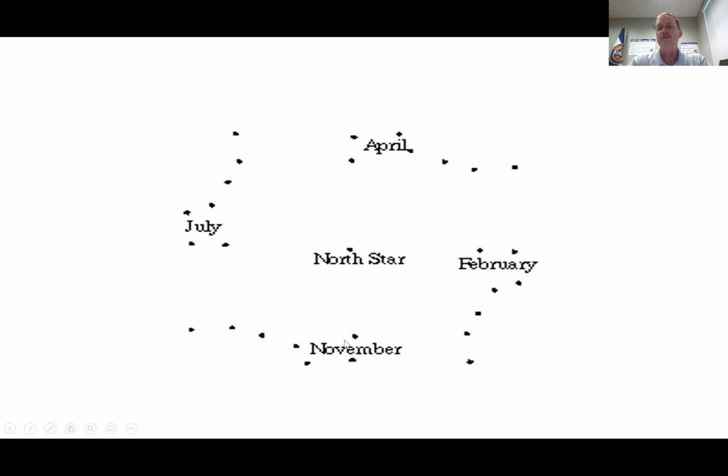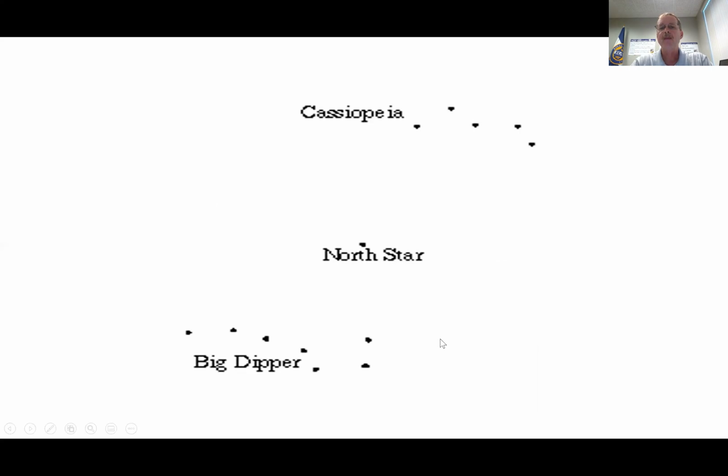So what do you do in the wintertime if the Big Dipper's down here and you're having trouble finding it? Well, there is another constellation that you can use to find the North Star. That constellation is called Cassiopeia. Cassiopeia is not directly opposite the Big Dipper, but kind of on the other side, and it looks like a big W. In this case, it's upside down.